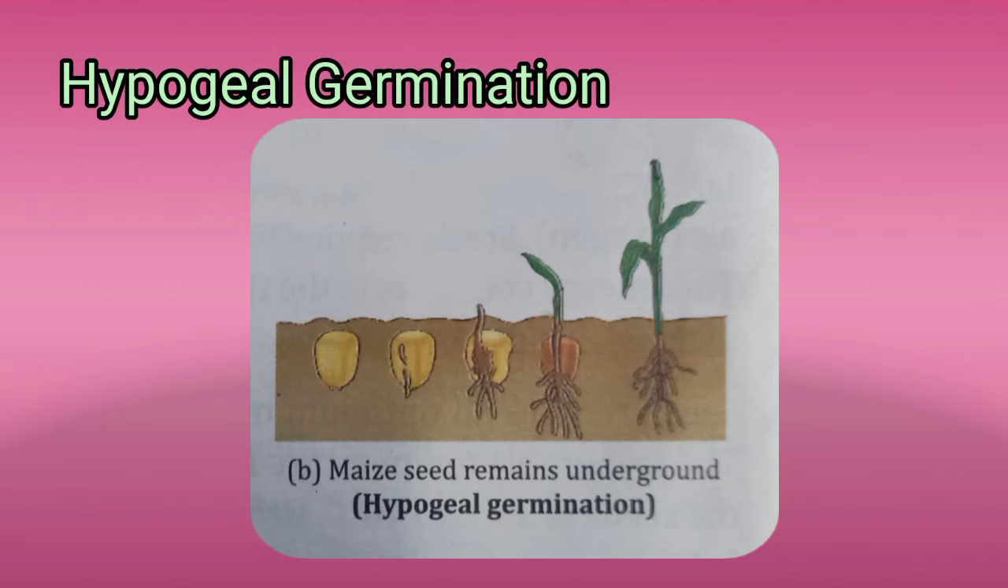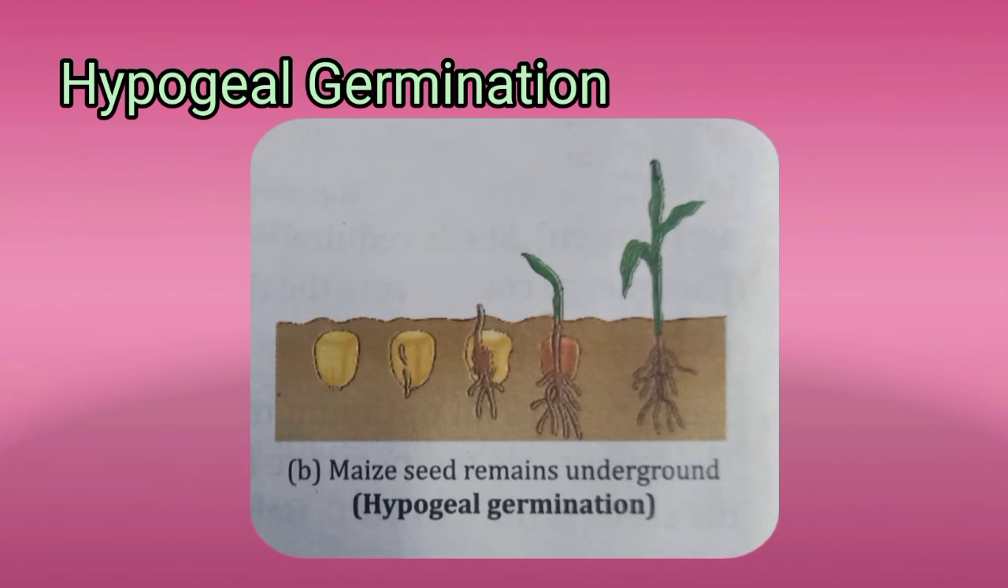Now we discuss hypogeal germination. Monocot seeds contain only one cotyledon. When these seeds germinate, the cotyledon remains below the ground. It develops below the ground. So the cotyledon transports the nutrients in it to the developing seedling. This type of germination is called hypogeal germination. Seeds of maize, groundnut and mango show hypogeal germination.